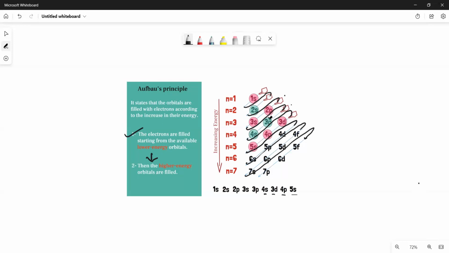So you come this way, you just put this mark n equal to 1, then write 1s first. Then n equal to 2, write 2s, 2p. Then 3s, 3p, 3d, then 4s, 4p, 4d.